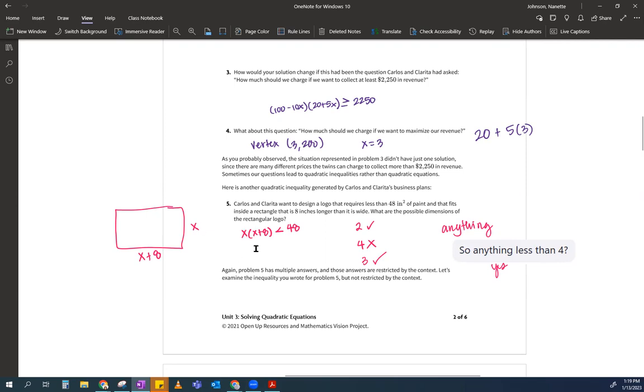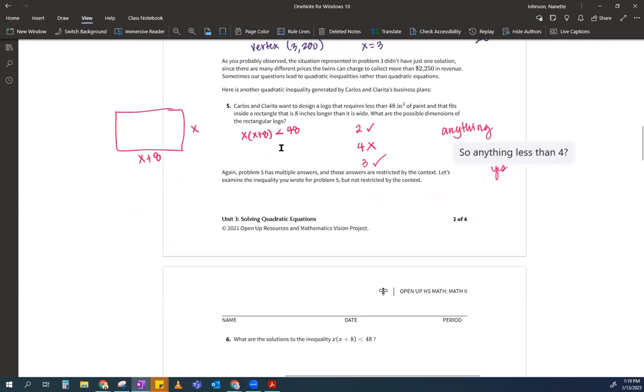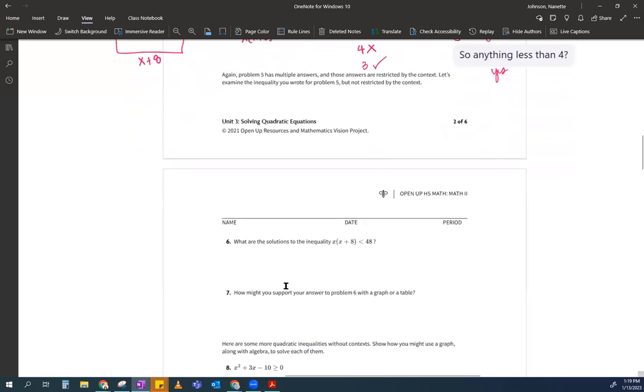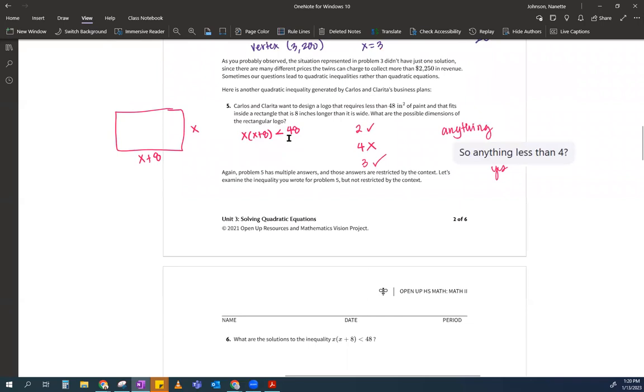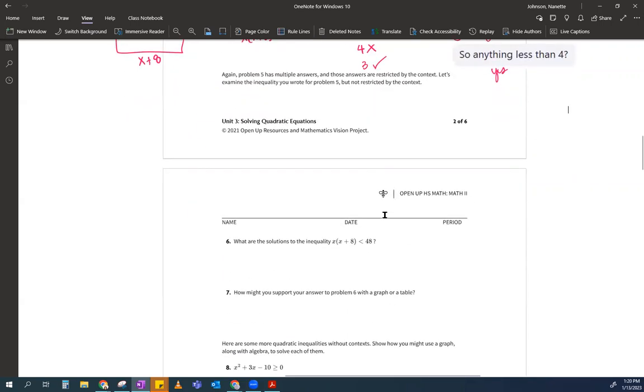So now I actually want to solve this problem and show you why this is true, right? So the first thing that I'm going to do, it's right here, number 6, is I'm going to pretend that this says equal to, and solve the equation. So this says x times (x plus 8) is equal to 48.